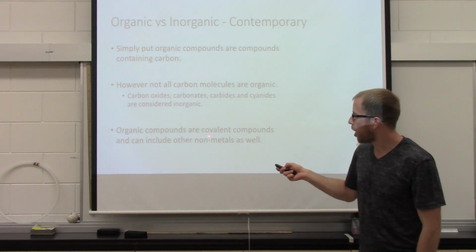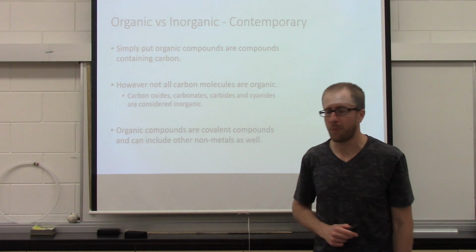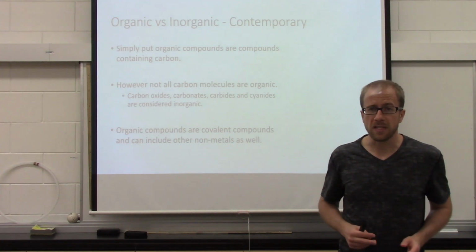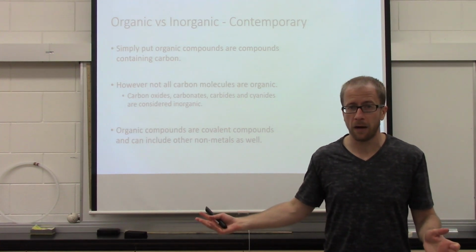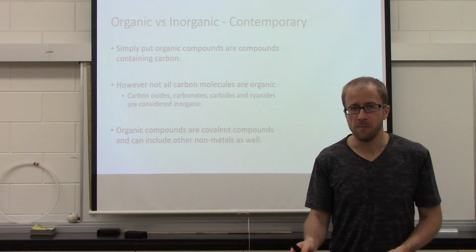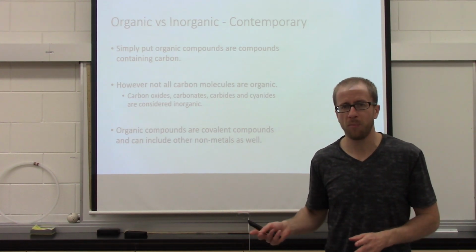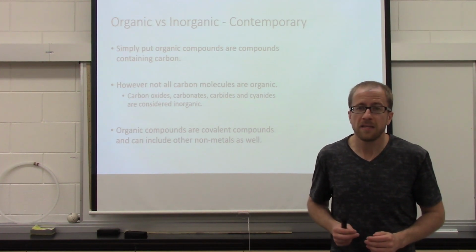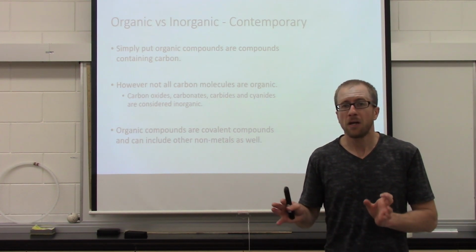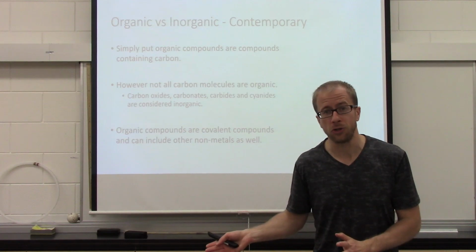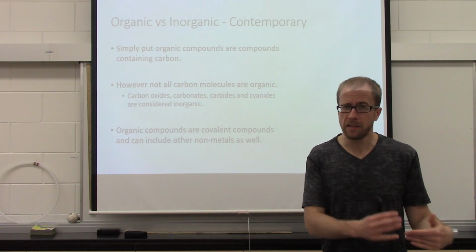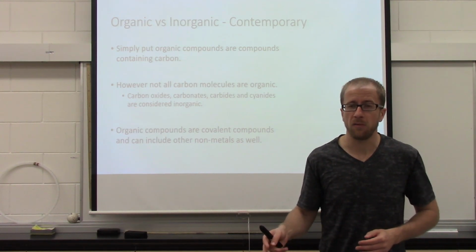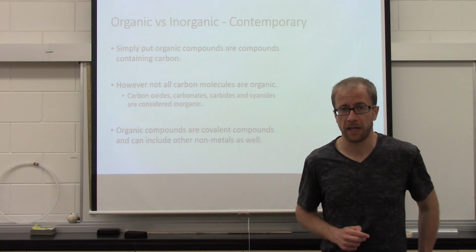Now, all organic compounds are covalent compounds as well, which means they do include a wide array of non-metal elements within the compounds. And unfortunately, this means that we have to have a very complex naming structure in order to identify what these compounds would look like at the molecular level.